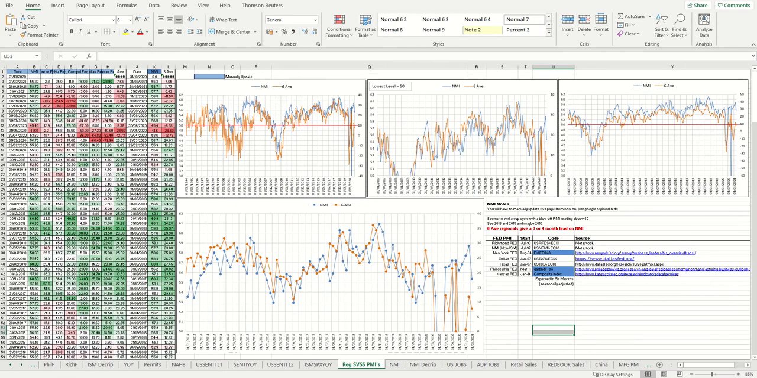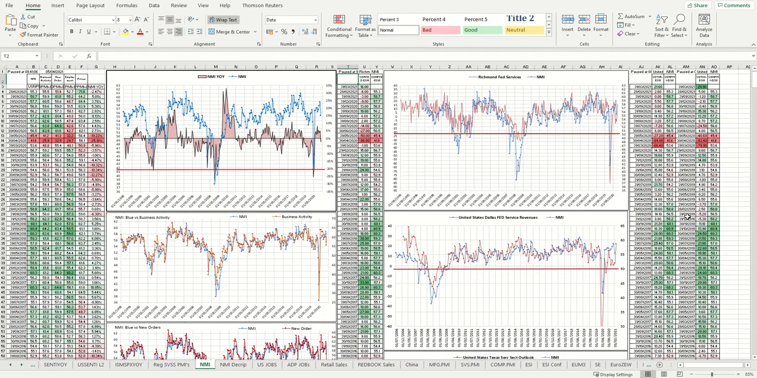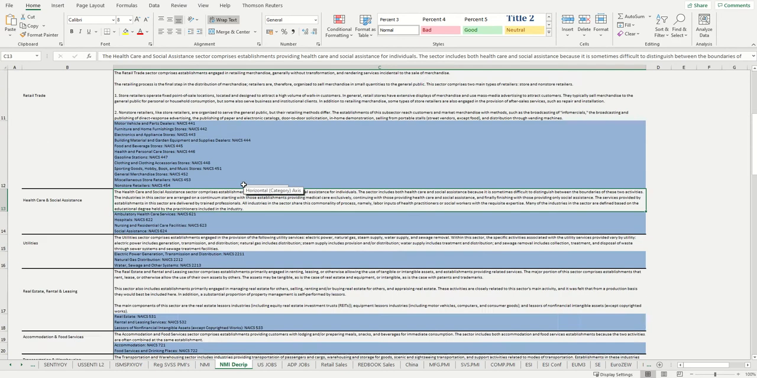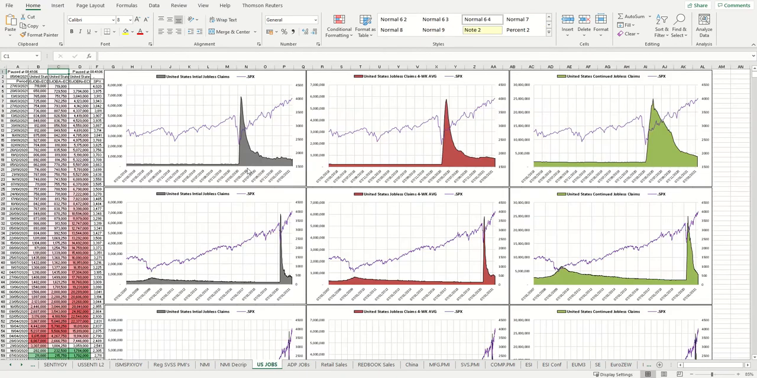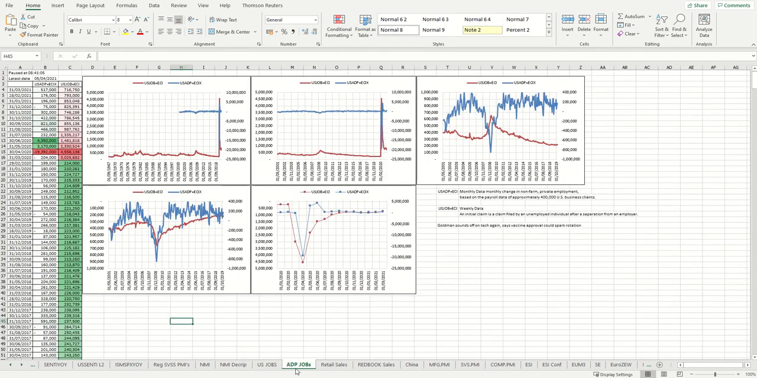Here we've got the regional PMIs, regional service PMIs versus the NMI. Here with the NMI with, again, some of the regional ones here as well. NMI descriptions as well, so you know which industries they're talking about. US jobs data, this is like the most high frequency data point to see which way the economy is going. Obviously, more people being employed is always better. And then we have more jobs data for the United States.